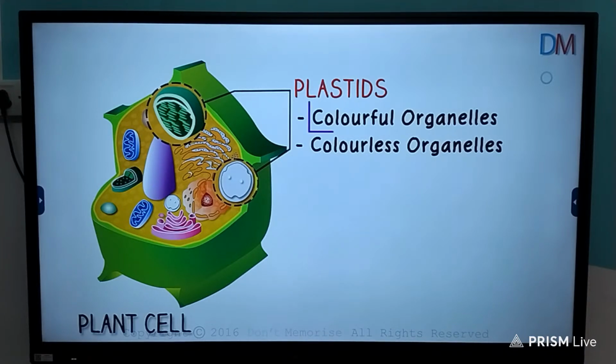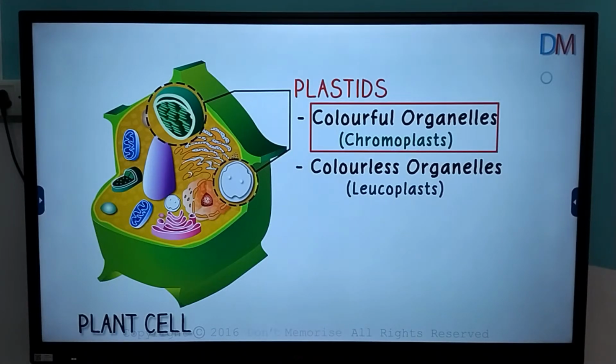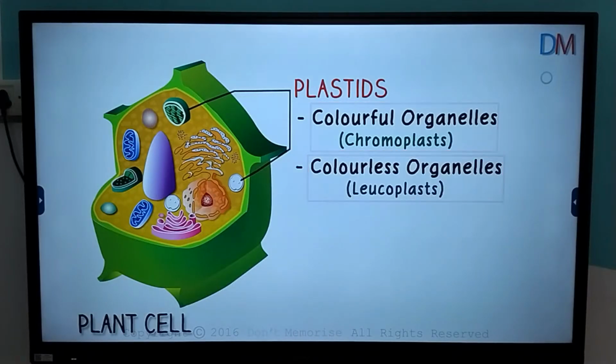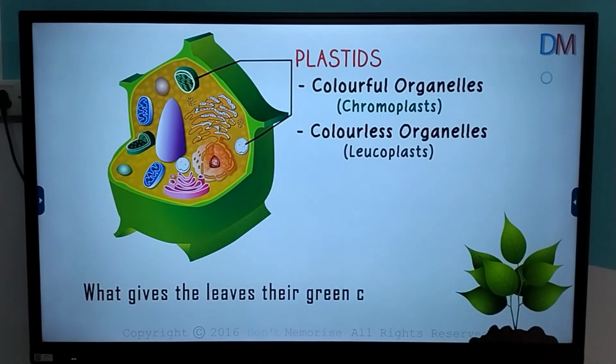You can remember them as colored and colorless, but as it's biology, they had to be given fancy names. The colored plastids are called chromoplasts, and the colorless plastids are called leucoplasts. There are many more subtypes which you will learn in higher grades. But in this video, we will look at these two, chromoplasts and leucoplasts. Now you should be able to answer the next question I'm going to ask you. What gives the leaves their green color?